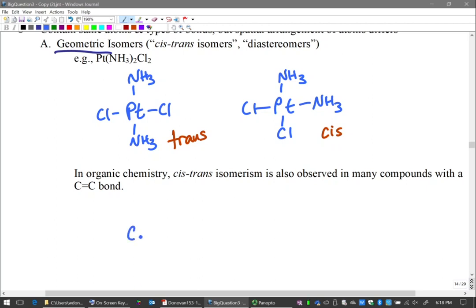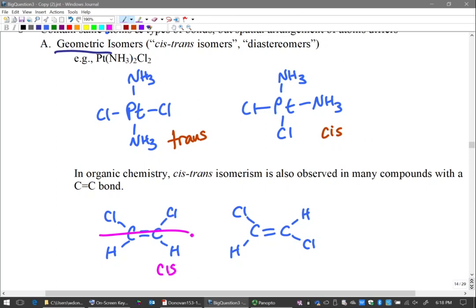Now, you see cis-trans with carbon-carbon double bonds as well. Here are two molecules that are C2H2Cl2. And they have the same types of bonding. That is to say, each carbon is bonded to a hydrogen, a chlorine, and the other carbon in both molecules. So they are geometric isomers. The left-hand molecule in this case is the cis isomer because both chlorines are on the same side of the double bond. The other one is trans because the chlorines are on opposite sides of the double bond.